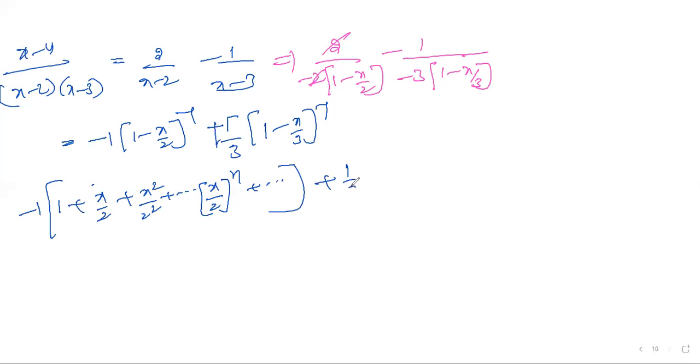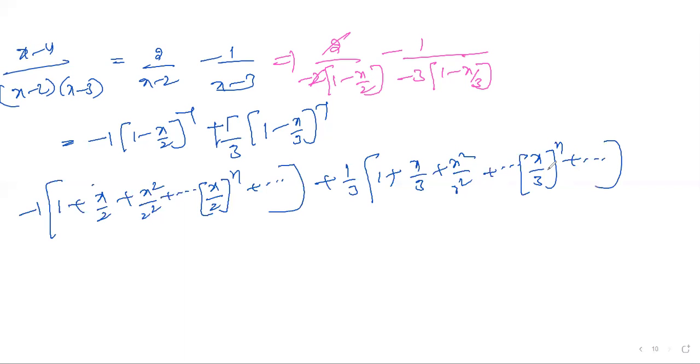Next, 1 by 3, 1 plus x plus x square. I want x power n, direct x power n, (x by 3) whole power n, up to so on. Okay, any doubt in this? No, sir. Right. Next, we are trying to write x power n quotients.